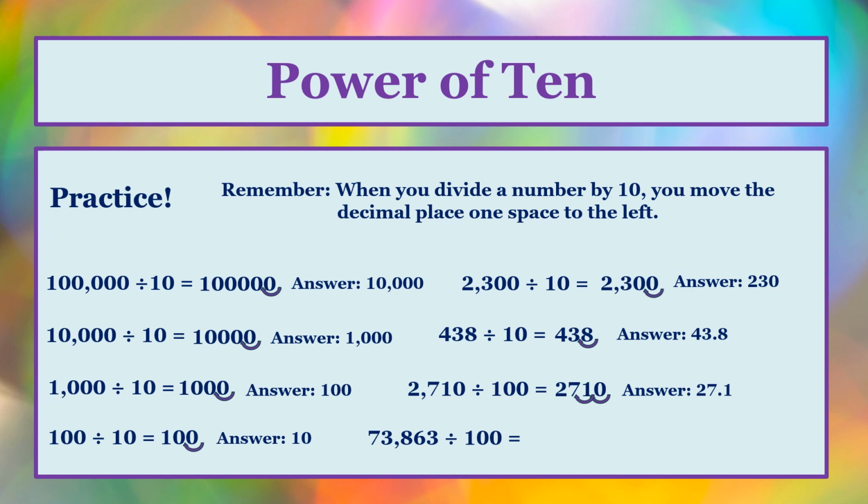And we have 73,863 divided by 100. Well, we have 100. We need to move that decimal place two spaces to the left. So this is going to give us 738.63.